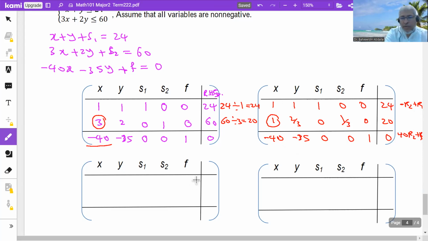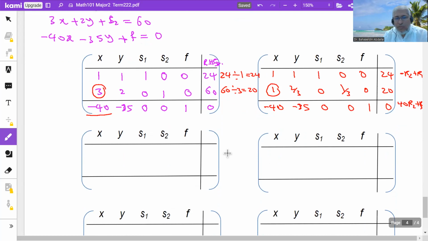Okay, R3. So the second row is not going to change. 1, 2 over 3, 0, 1 over 3, 0, 20. Let me change this one. 40 minus 40, that's 0. 40 times 2 over 3, that's 80 over 3, minus 35, I'll get minus 25 over 3.